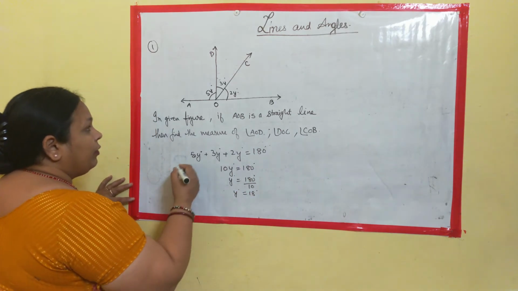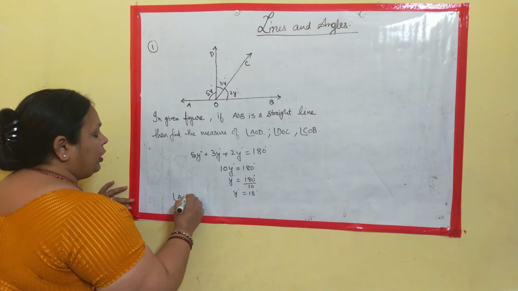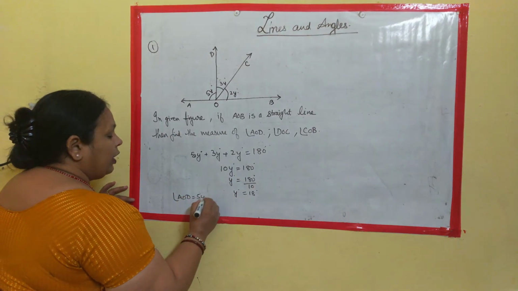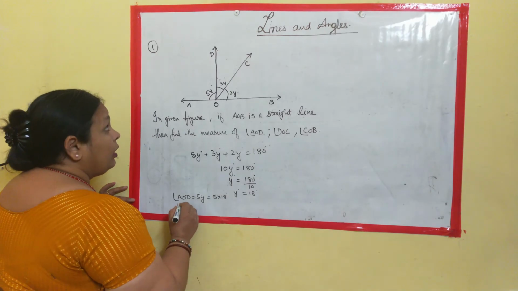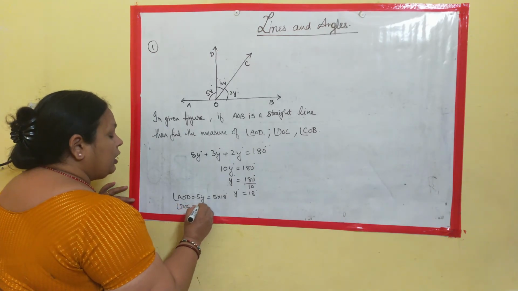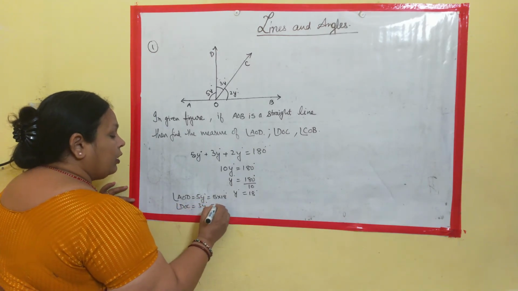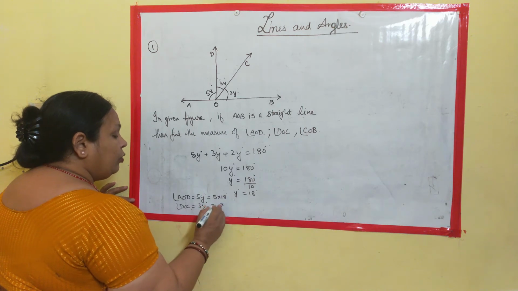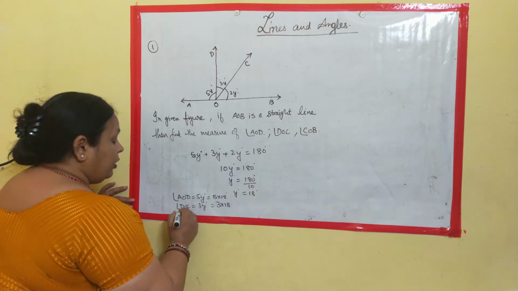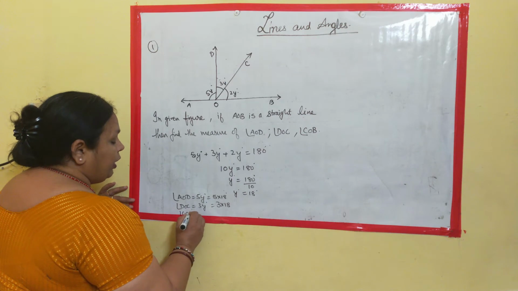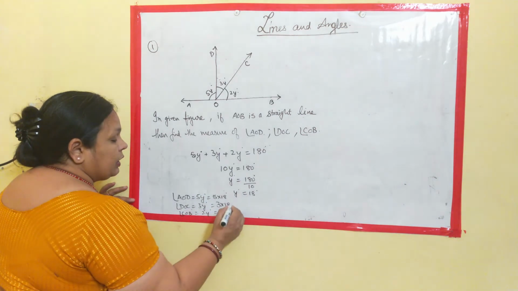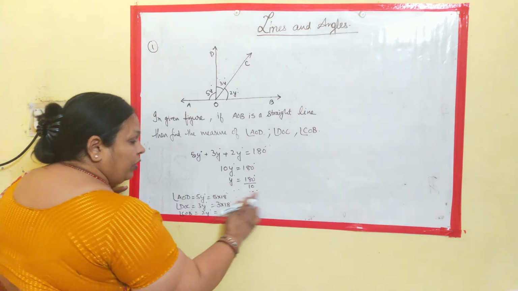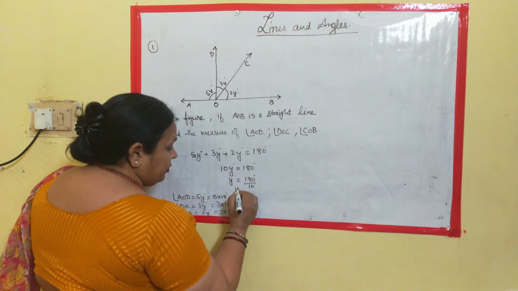Now we can find angle AOD is equal to 5y, that is 5 into 18 degrees. Angle DOC is equal to 3y, that is 3 into 18 degrees. Then angle COB is equal to 2y degrees, that is 2 into 18 degrees. Clear?